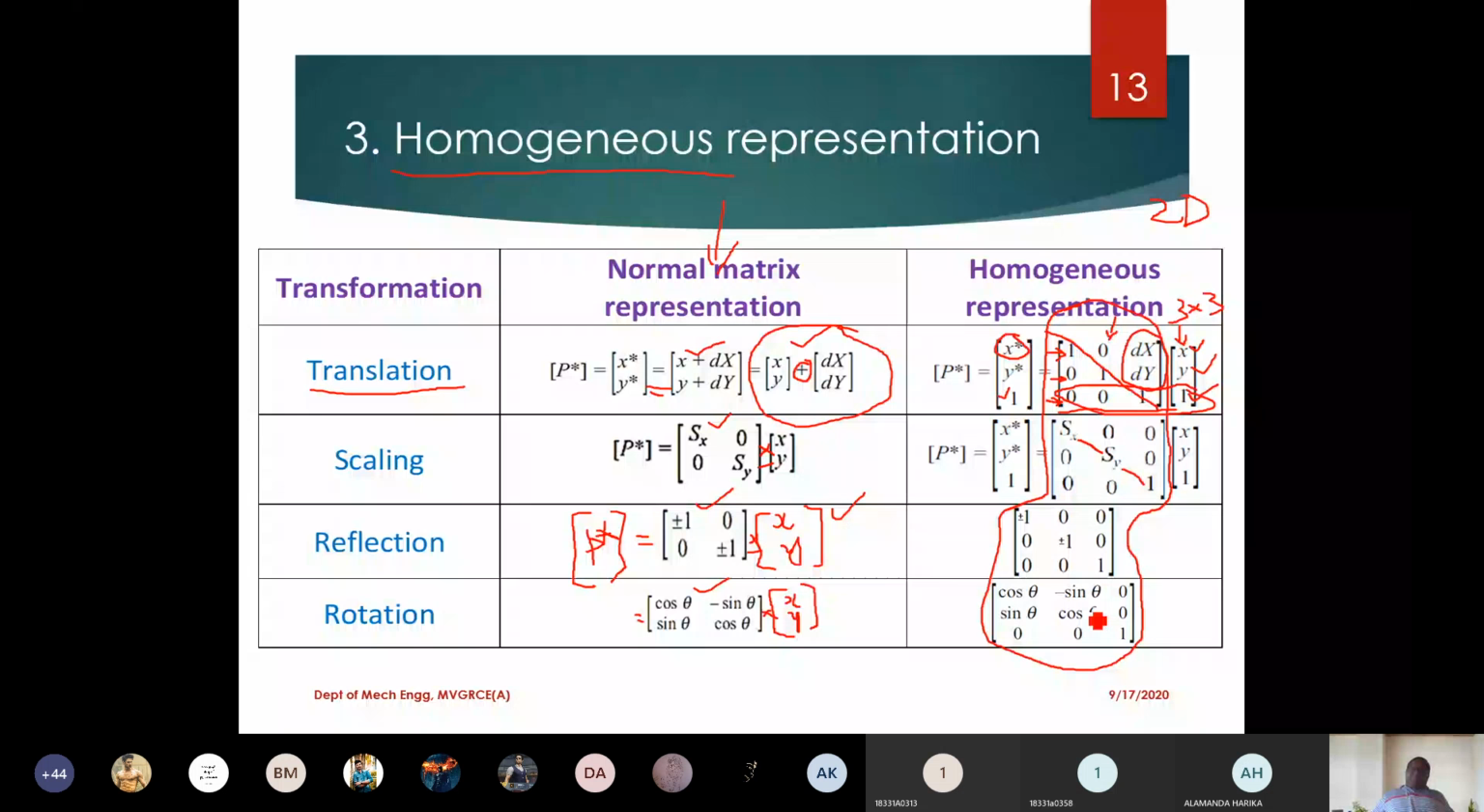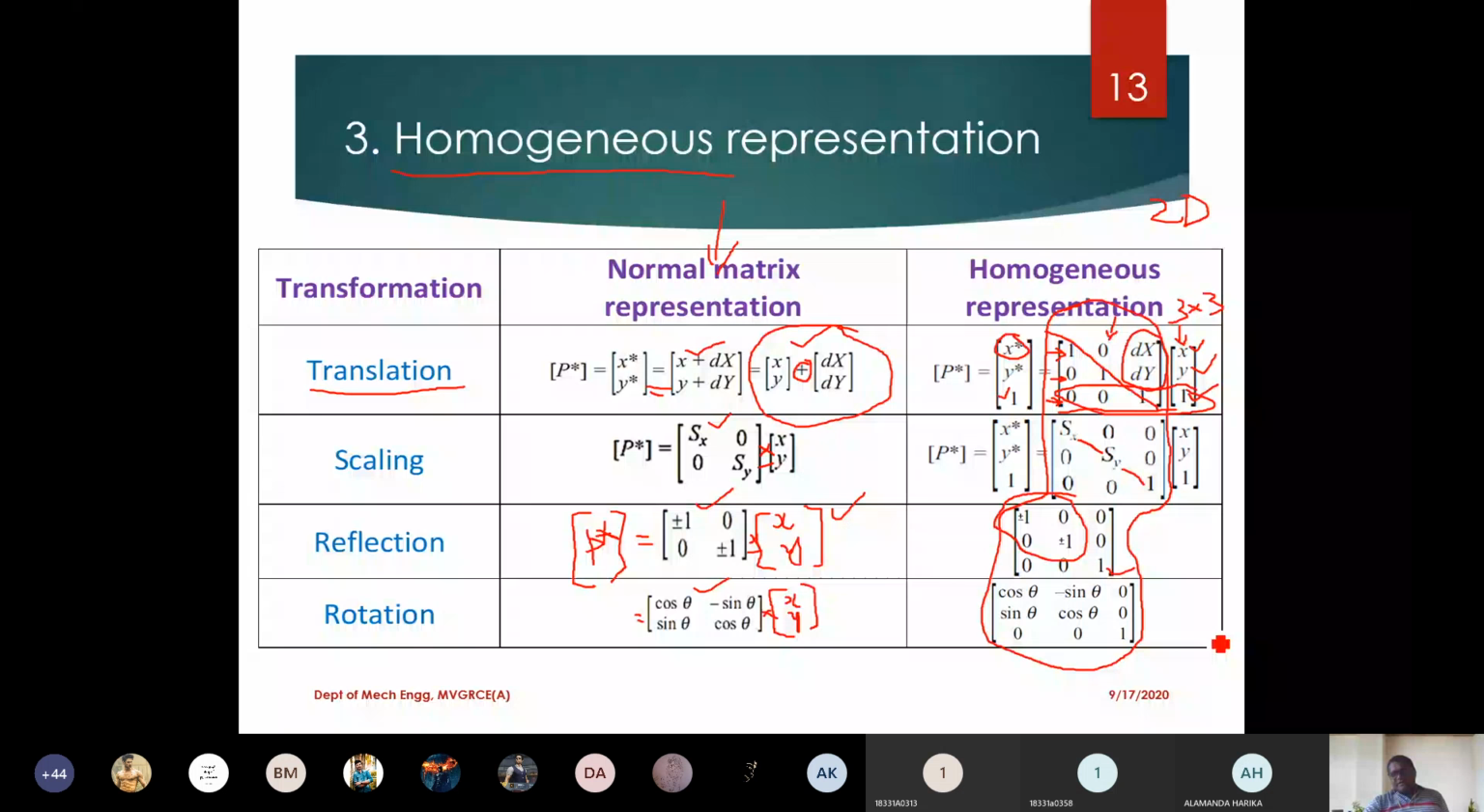Similarly, if you look at the transformation matrix for reflection, plus or minus 1, plus or minus 1, this was the old format. Now in the homogeneous representation, this matrix would remain the same. The only thing is I am getting the third diagonal corner as 1, remaining all zeros. So you can understand that the bottom right is always 1.